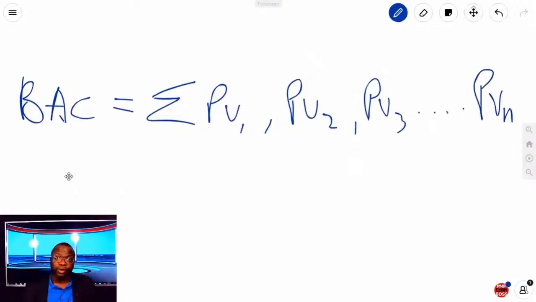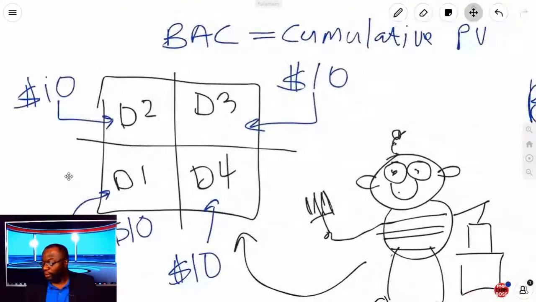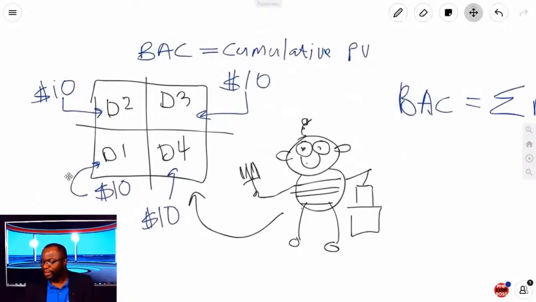So you're going to sum up all of your planned values, okay? Your BAC is your cumulative planned value: PV for day 1, 2, 3, all the way to whatever is the final. If you take a look at this picture, it becomes very evident what Herman is trying to accomplish. Herman is trying to accomplish $40 of work within 4 days. And at the end of each day, he should gain 25% of the overall picture of work to be done.